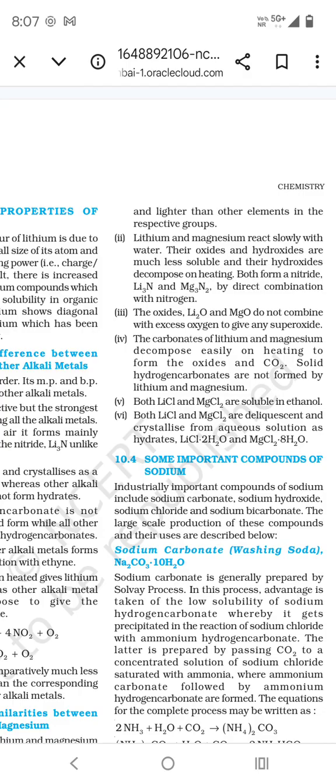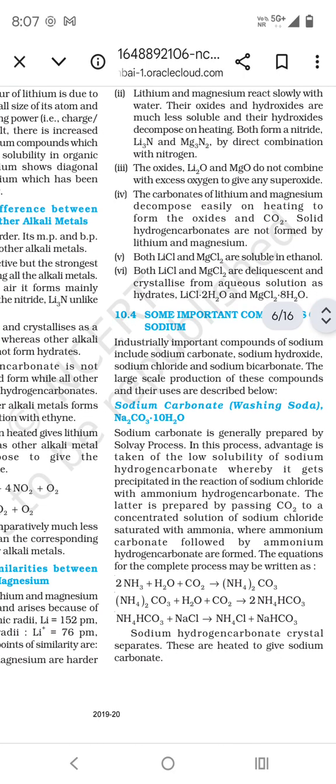Both LiCl and MgCl2 are soluble in ethanol. Both LiCl and MgCl2 are deliquescent and crystallize from aqueous solution as hydrates.